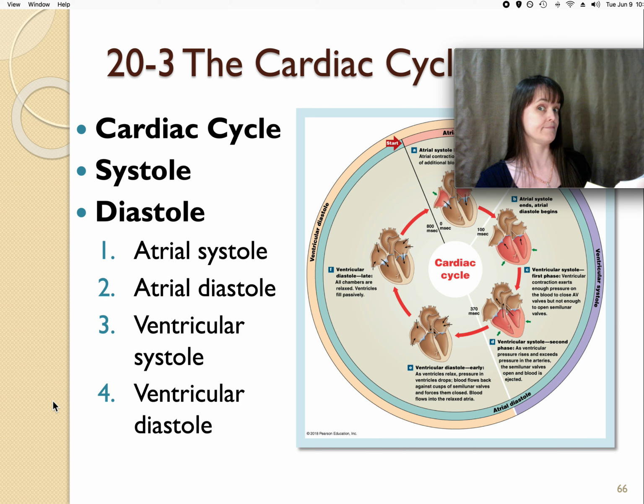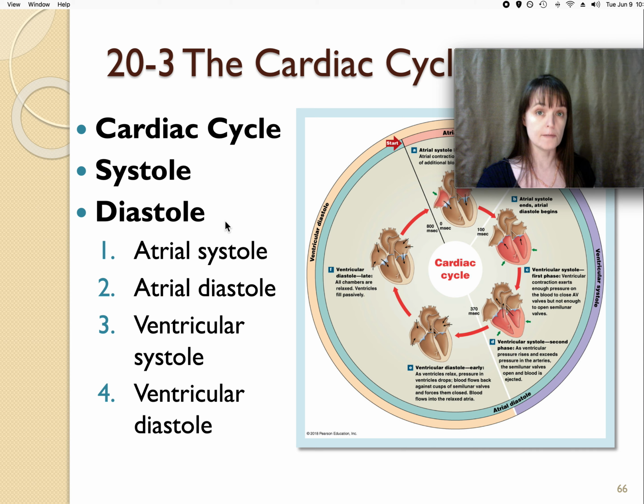So, fluids move from an area of high pressure to an area of low pressure. If you squish it, it will move. In each chamber, the pressure rises during contraction, which is systole, and falls during diastole, which is relaxation. Systole is contraction, diastole is relaxation.